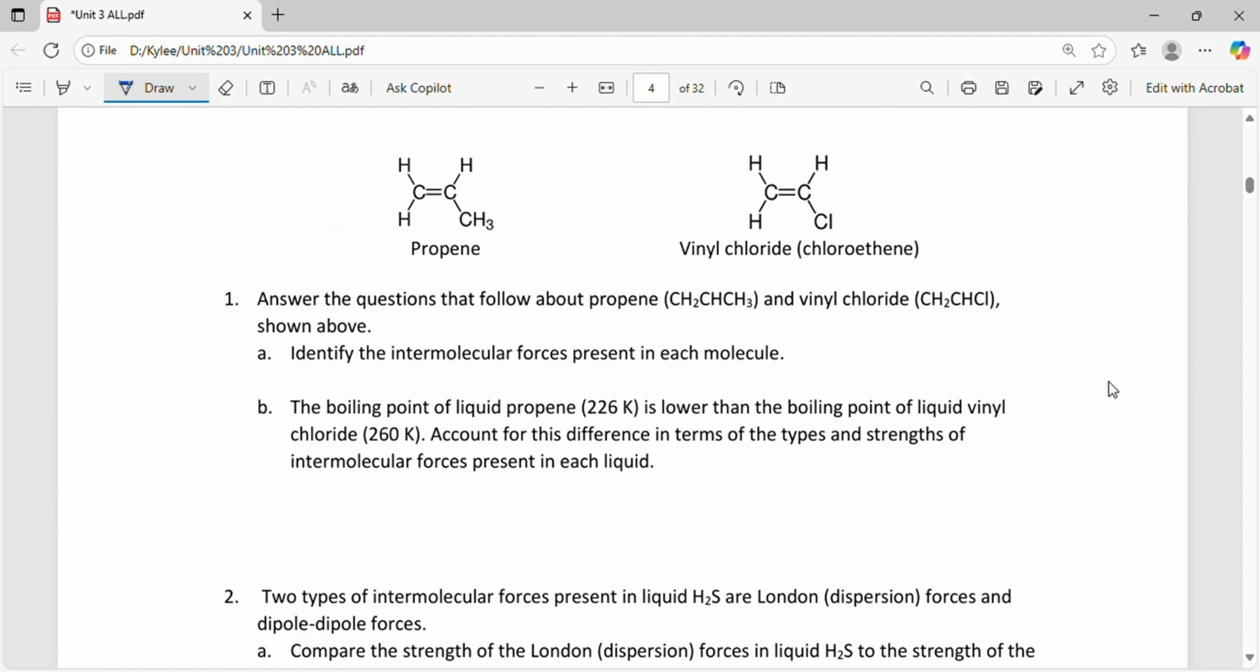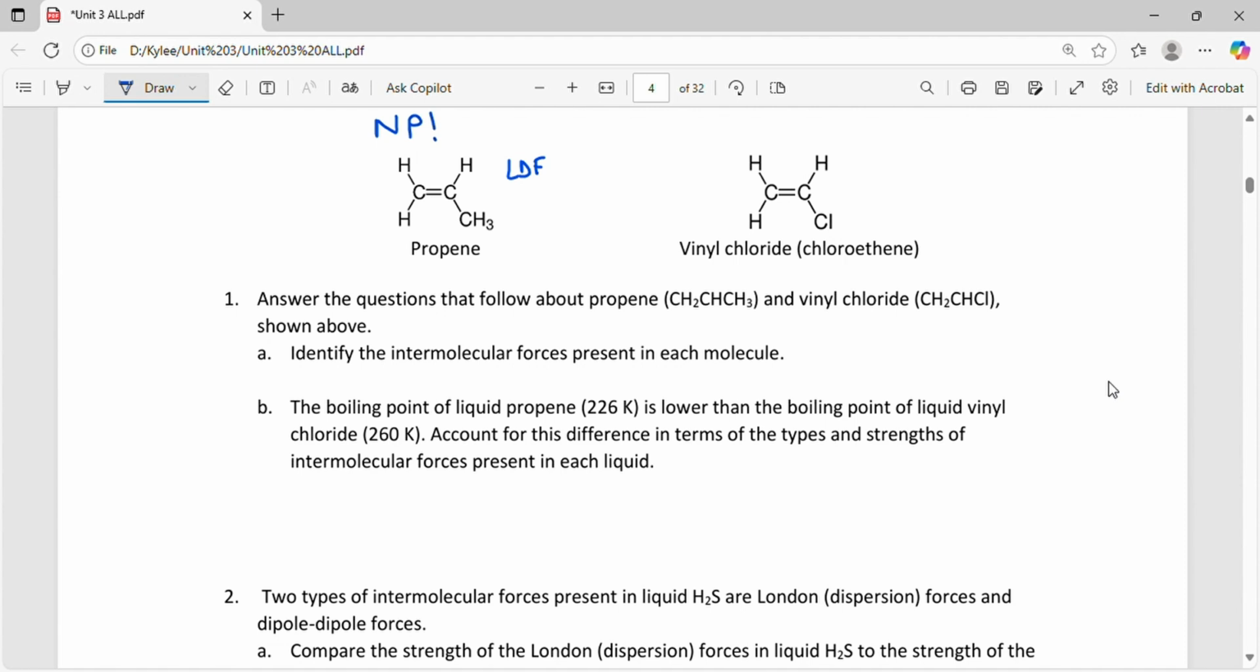It says, answer the questions about propene and vinyl chloride shown above. Identify the intermolecular forces present in each one. When we have a compound that only contains carbon and hydrogen, that is a big clue that this is nonpolar. So if I have something that's nonpolar, the only type of IMF that it can experience is London dispersion forces.